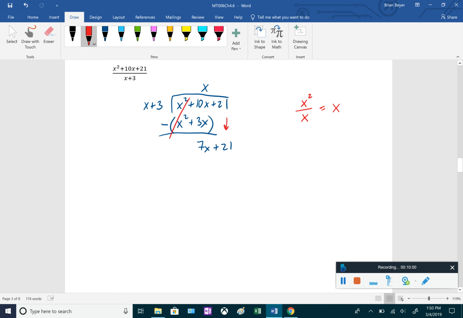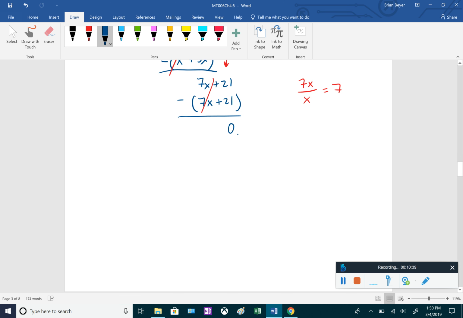We go to the highest degree in the new dividend, which is 7x. We divide that by the highest degree in the divisor, which is x. 7x divided by x is just 7, so it's going to be plus 7 for the quotient. We multiply 7 times x plus 3. We get 7x plus 21. We have to remember that we're subtracting that, and we actually get a remainder of 0. 7x minus 7x cancels, and the 21 ends up canceling also.